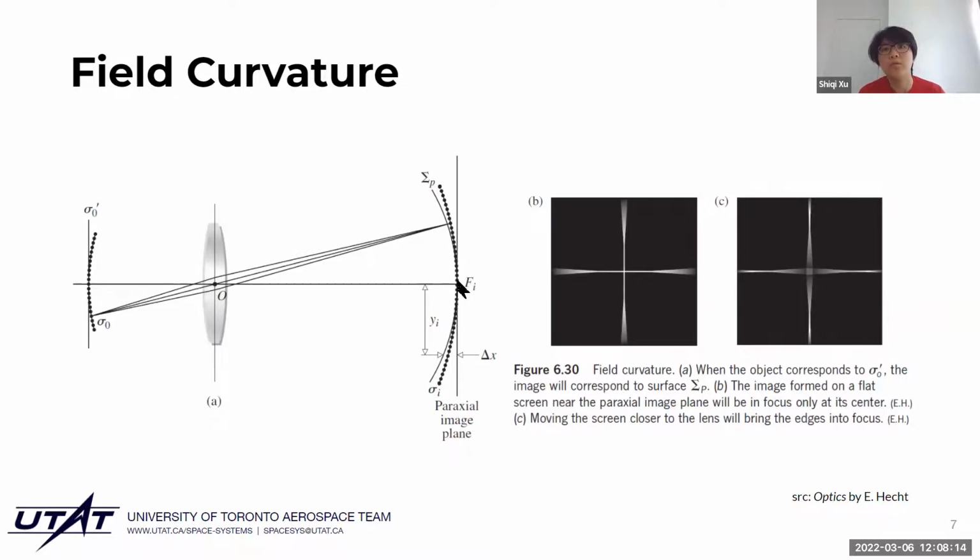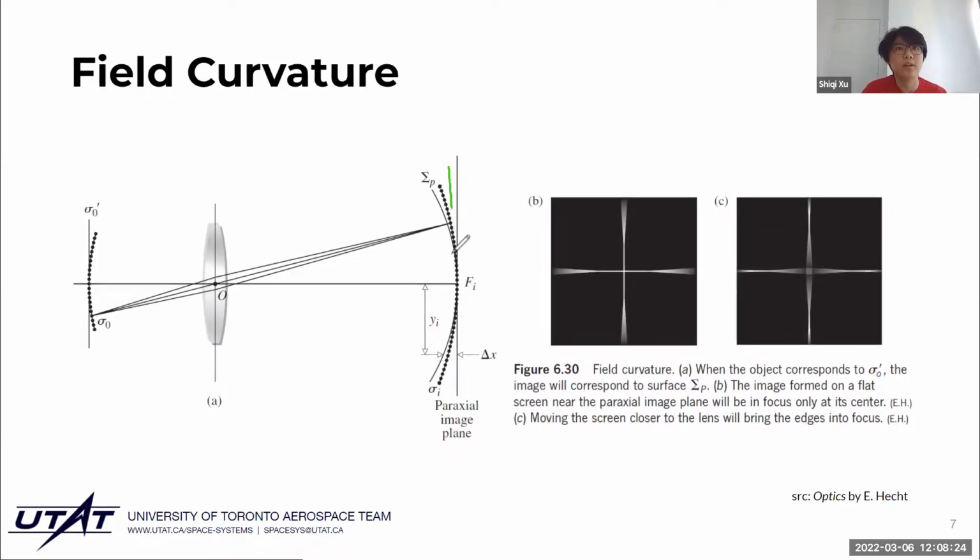And if you were to move this, let's say you put the screen right here, then while this part and this part are going to be in focus, this part is going to be blurry. So this is what you get instead, right? Okay.